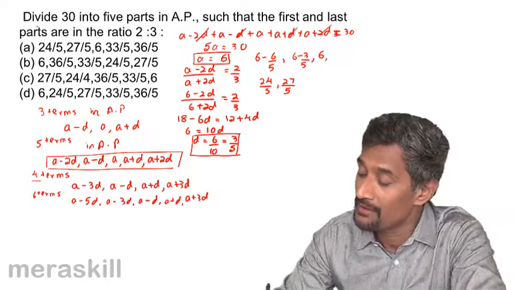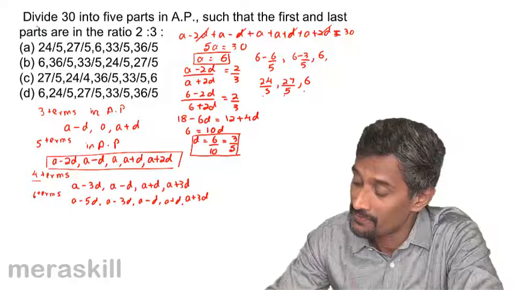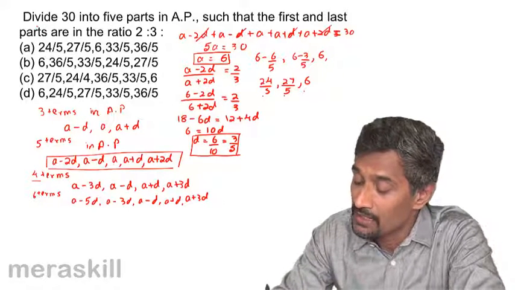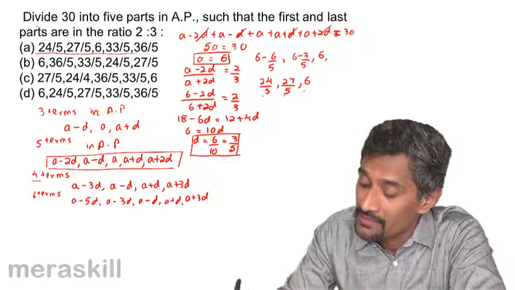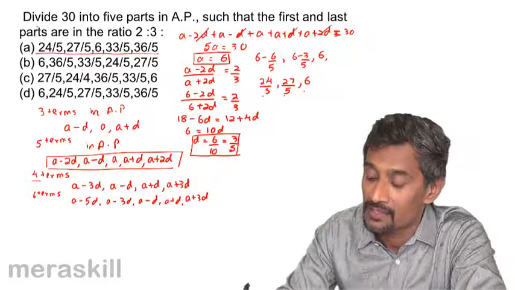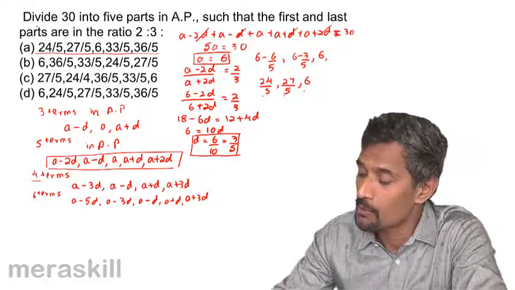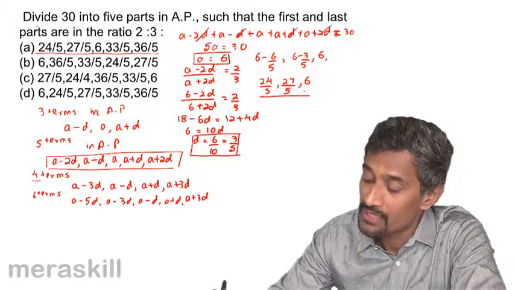So among these, we have 6, 24 by 5, 27 by 5, 6. The only one that seems to be going on the right track is this. So it's going to be 24 by 5, 27 by 5, 6, 33 by 5, 36 by 5. We needn't go further, because the first three terms already tally.